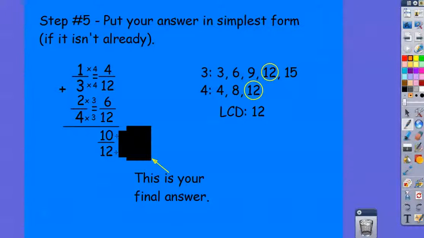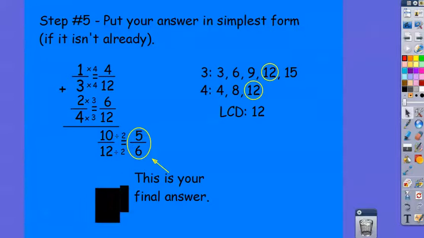And I want you to make sure that you put it in simplest form. So if I have 10/12, I can see that 10 can be divided by 2 and 12 can be divided by 2. And so my final answer is going to be 5/6. And we have added the fractions that once had unlike denominators, but we made them so they had like denominators so we can add, and then we simplified our answer.